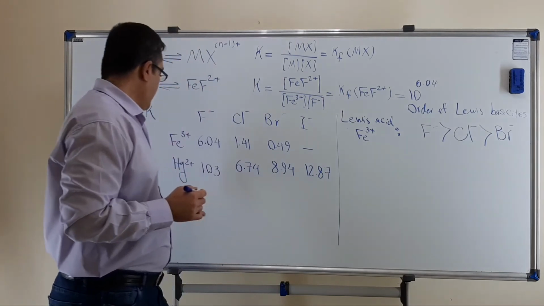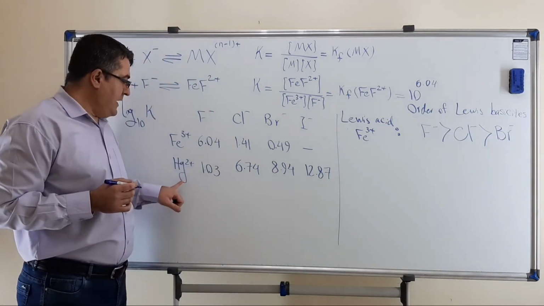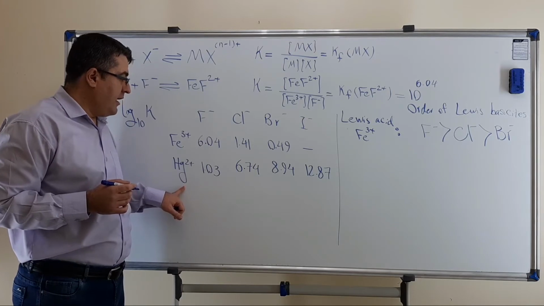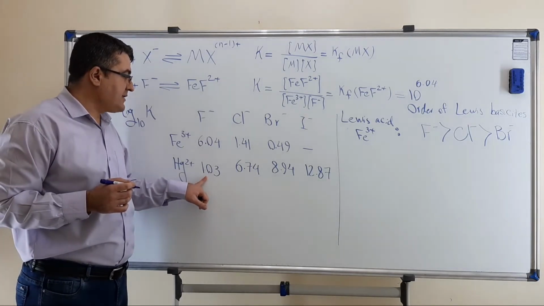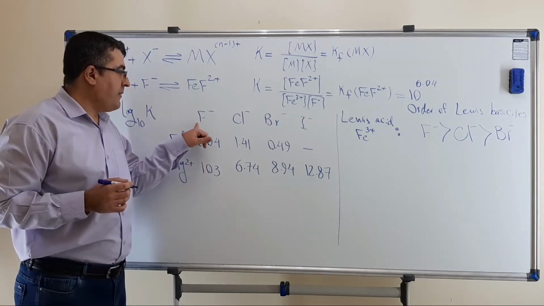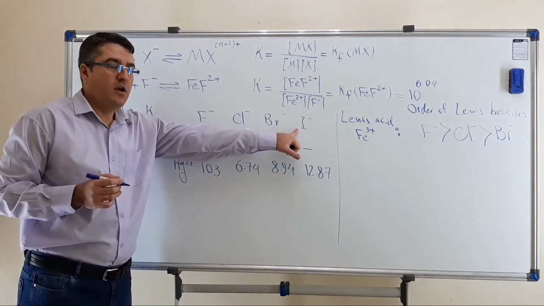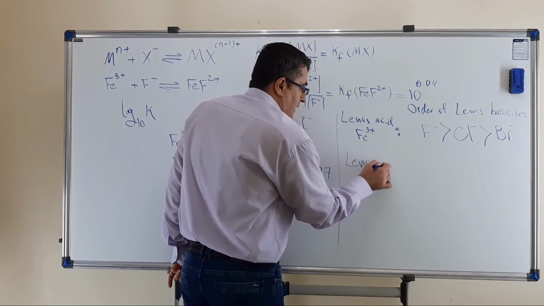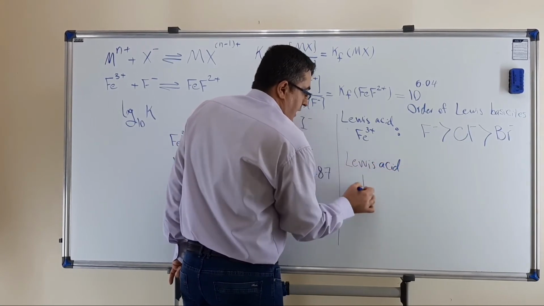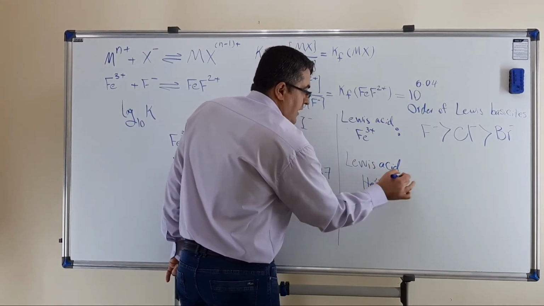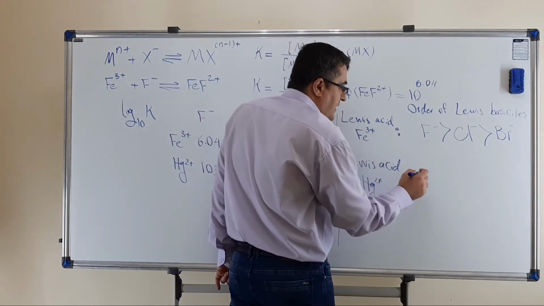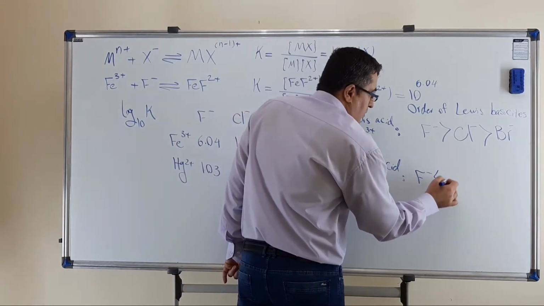On the other hand, for Lewis acid Hg2+, the mercuric cation, the value of the formation constant increases from F- to I-. So, for Lewis acid Hg2+, the order of Lewis basicities for halide anions is as follows.